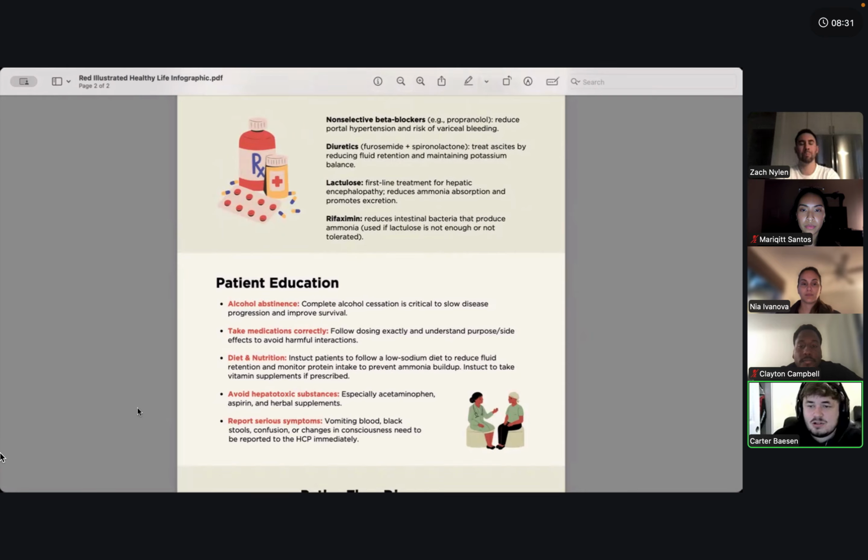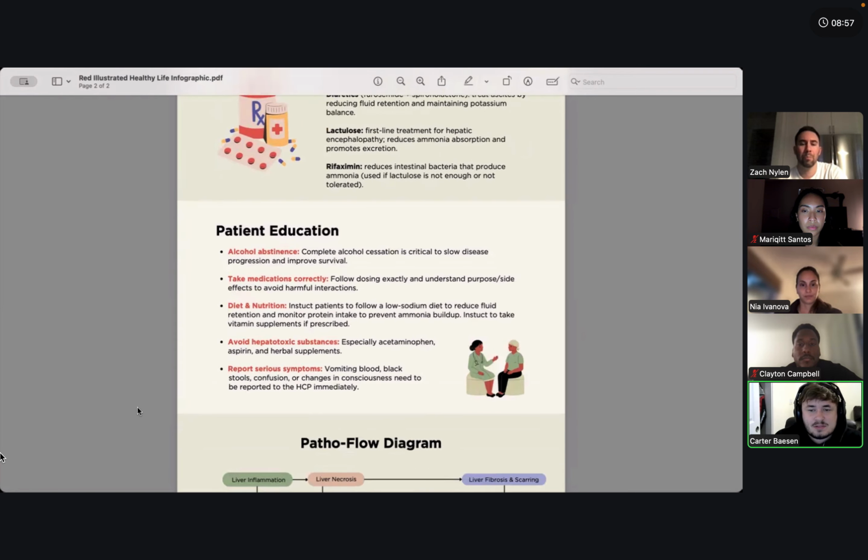Okay, so patient education, we're really just looking to help them avoid progressing the disease. So alcohol abstinence is pretty critical to help slow that progression, since that was one of our main causes. We also want to make sure that patients are taking their medications correctly, following dosing exactly, and understanding the purpose and or side effects to avoid those harmful interactions. As well as we want to make sure that their diet and nutrition are following a low sodium diet just to reduce that fluid retention. And at the same time, we also want to monitor protein intake just to prevent any ammonia buildup.